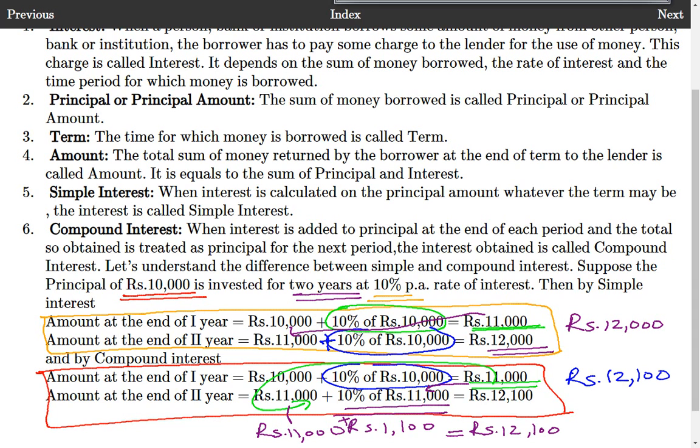Thus, the amount obtained by compound interest is rupees 12,100. Note the difference: here the principal is taken as 10,000, but for compound interest the principal is taken as 11,000 at the end of second year. So this was the amount calculated by simple interest, and this is the amount calculated by compound interest.